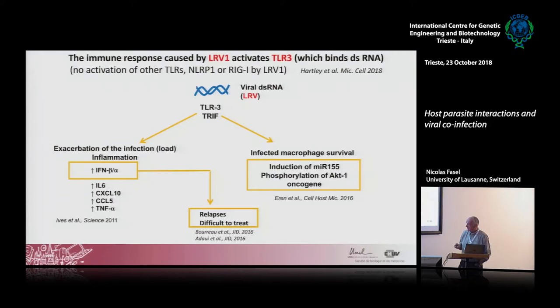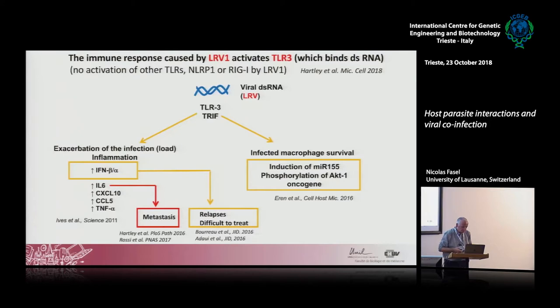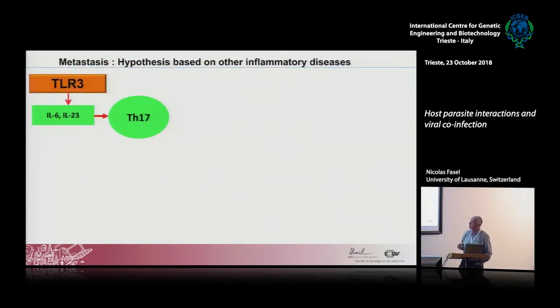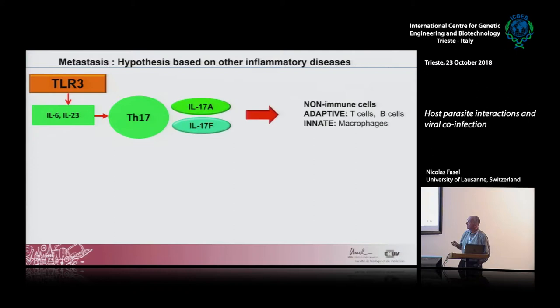Today, I will briefly discuss the metastasis phenotype that we observed. The hypothesis that we had at the beginning is that we have activation of toll-like receptor 3. I didn't show you, but we have production of interleukin 6 and interleukin 23, and this can drive the differentiation of Th17. Th17 cells produce interleukin 17A and F, 17A being the most frequent and more active.